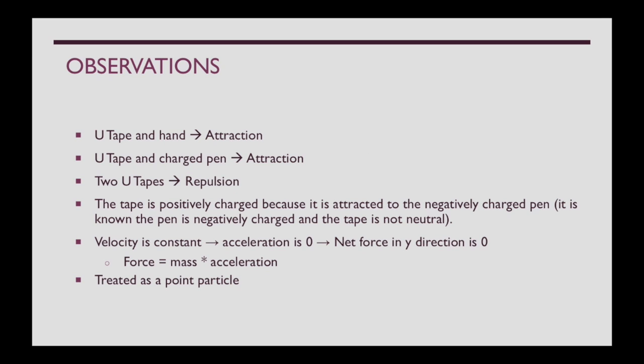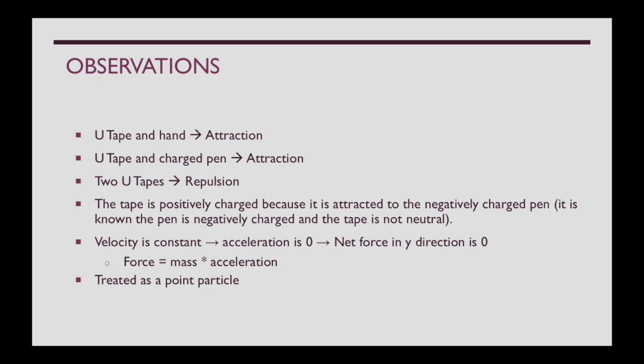When observing the interactions between the charged tape and a hand, the U-tape is attracted to the neutrally charged hand. Then, a pen is run through hair. This is known to cause a negative charge. When the U-tape and the pen are placed near each other, the tape is attracted to the pen. When the U-tape is placed next to another U-tape, they noticeably repel each other. Through these interactions, it can be deduced that the U-tape is positively charged. This is true because it is attracted to the negatively charged pen and the tape is not neutral.